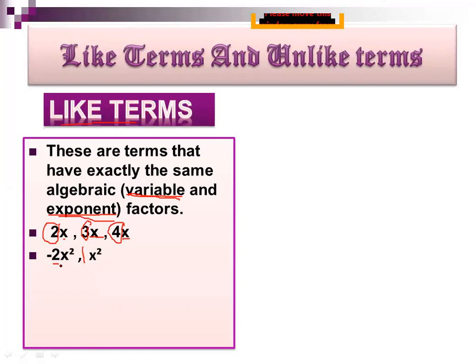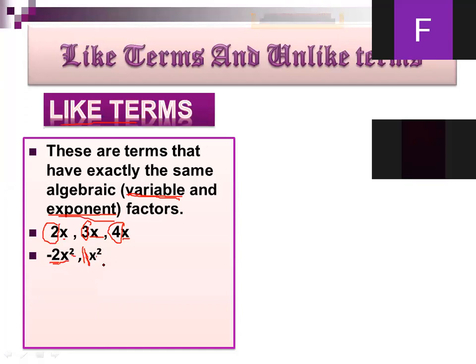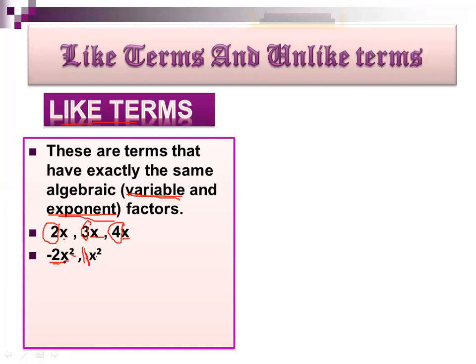Sorry, your coefficient, this is your coefficient. This is your coefficient 2, and where nothing is written, you will assume that the coefficient is 1. But when will you say that these are like terms? When they have the same variable as well as the same exponent. x square and x square, so that's why these are like terms.